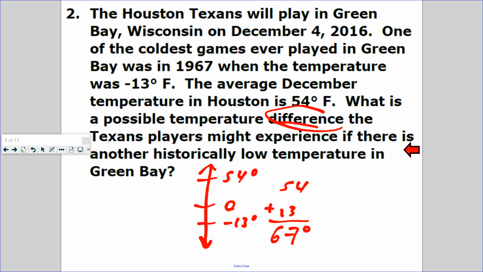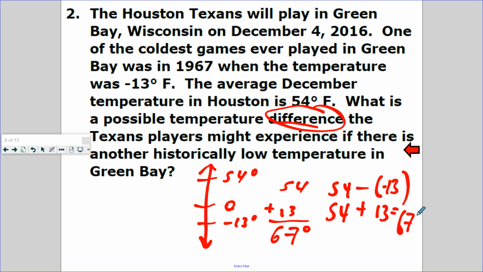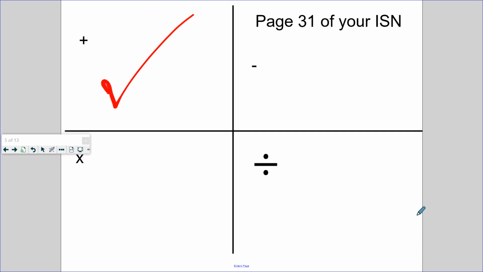However, some of you may have seen this word difference. So subtract 54 minus negative 13. I could draw this, but I'm not going to draw this. Do you remember the shortcut on this? How to subtract integers? Keep the 54, turn the subtraction to adding the opposite. What's the opposite of negative 13? 13. And that's where you get the 67 degrees difference. So we check mark.